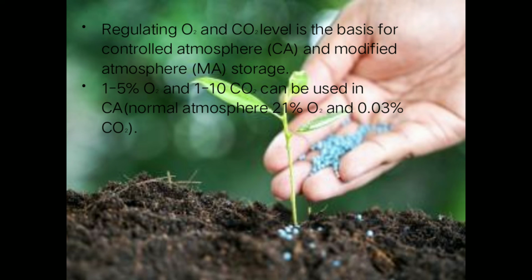Lastly, regulating O2 and CO2 levels is the basis of controlled atmosphere (CA) and modified atmosphere (MA) storage. Regulating O2 and CO2 can control atmosphere and modified atmosphere storage. Finally, this shows the normal respiration, because the normal respiration is 1 to 5% O2 and 1 to 10% CO2 in CA, compared to normal atmosphere with 21% O2 and 0.03% CO2.